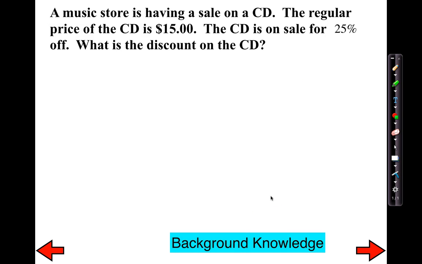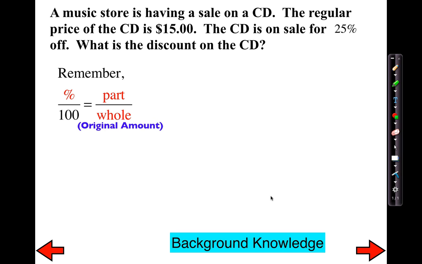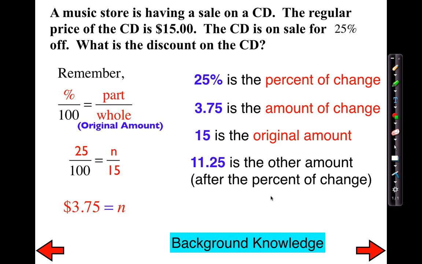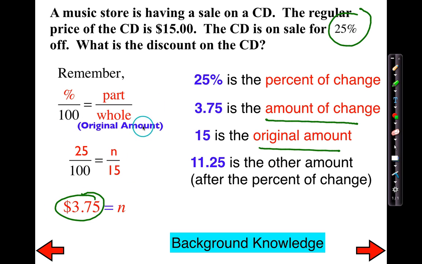Okay, so background knowledge. We've done problems like this where we've asked for discount. We've used proportions, we've used equations, and we were able to figure out what that percent is. Now here, what we want you to see is the percent of change. The percent of change was 25%. We were able to figure out the amount of change, which in this case was $3.75. The original amount was your original $15. And what was the amount after? It was $11.25. So these are all related to what we were doing in the past and what we're doing now.